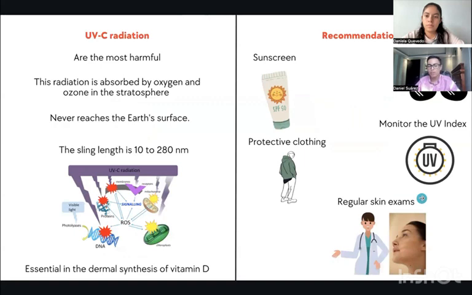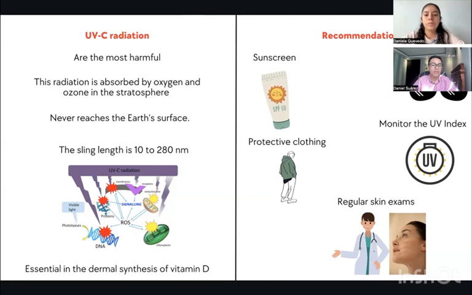Then we have UVC radiation. This type of radiation is the most harmful of the entire range of ultraviolet rays because it is very energetic. The wavelength is 10 to 280 nanometers. Despite all the negative effects that UV radiation produces, small amounts of UV radiation are also beneficial for people and essential in the dermal synthesis of vitamin D.